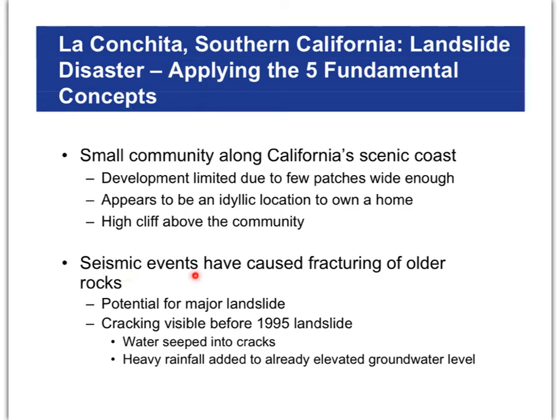California is known for seismic events, and wherever you have any kind of earthquake or even volcano, which is related to earthquakes, you have the likelihood of that causing material to move downhill in the event of a landslide. Before 1995, people actually saw cracks that existed in the upper part of that hill. That should have been a warning sign. But it was really the heavy rainfall that added to that and caused it to move downhill very rapidly.